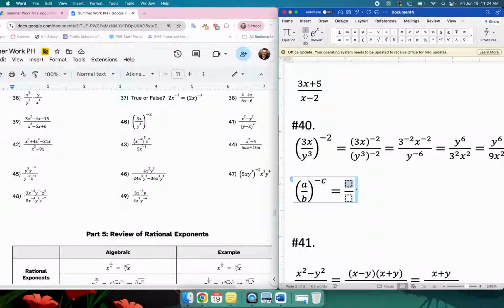If you distribute the negative c to the top and bottom of the fraction, then negative exponents mean this guy is going to go downstairs and the exponent becomes positive, and this guy is going to go upstairs and become positive. And then you can say b to the c over a to the c, that's b over a to the c. So that's the proof of that.